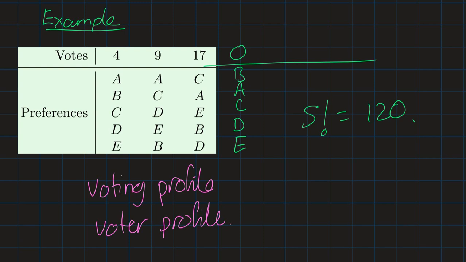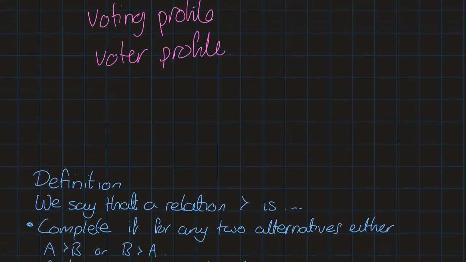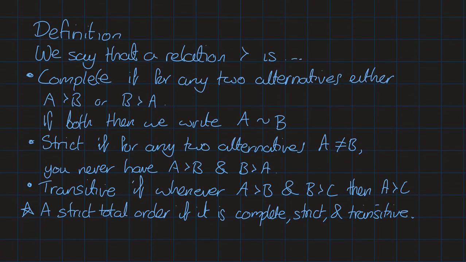So now let's talk about voters themselves. In order to properly mathematically analyze the properties of different voting systems, we need to make some assumptions on the voters themselves. We need our voters to act somewhat rationally. So let's talk about this abstract definition. We say that a relation is, and it's got many parts, complete if for any 2 alternatives either A is better than B or B is better than A, or both.